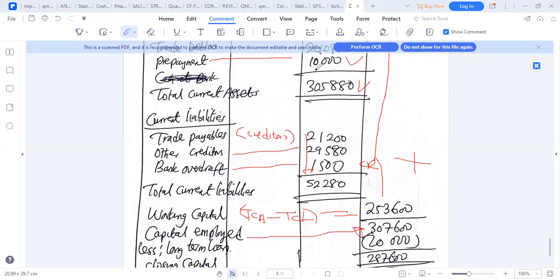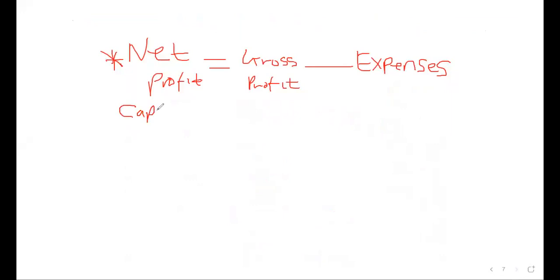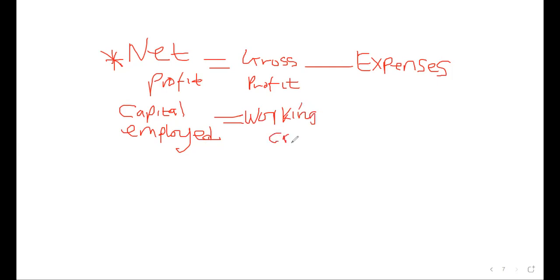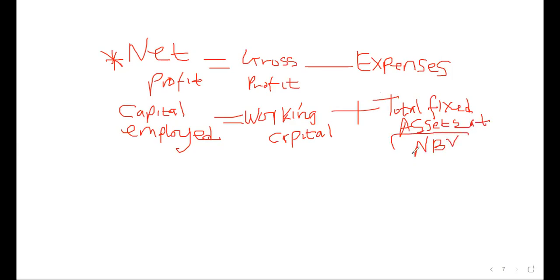So what is capital employed? Capital employed simply means working capital plus the total fixed assets at net book value. NBV simply means net book value.